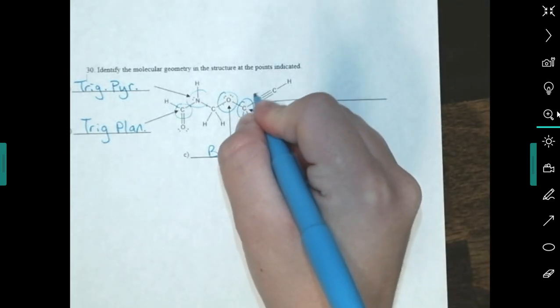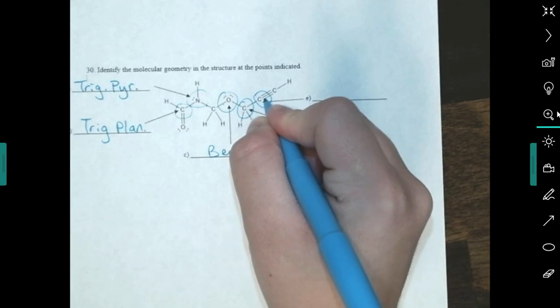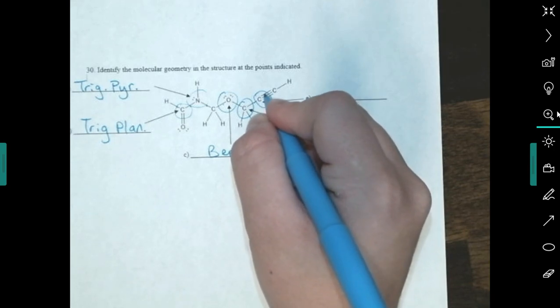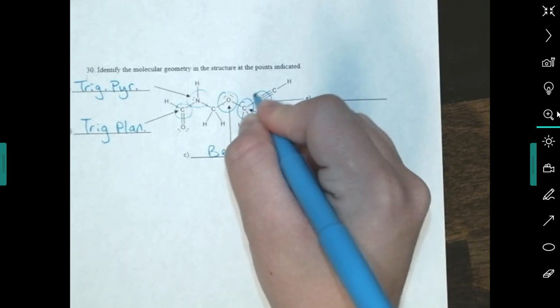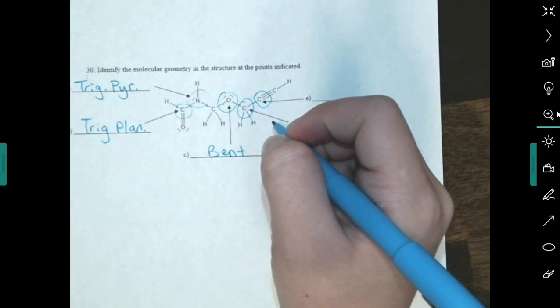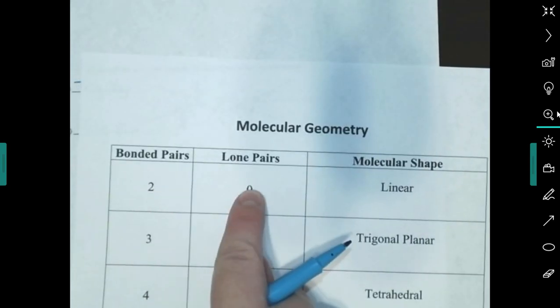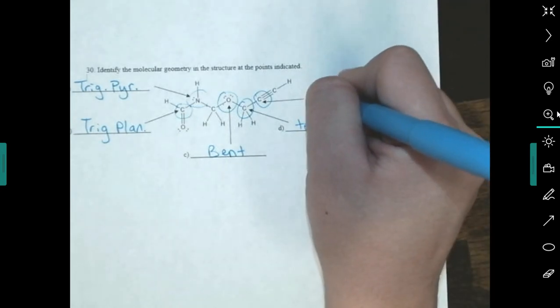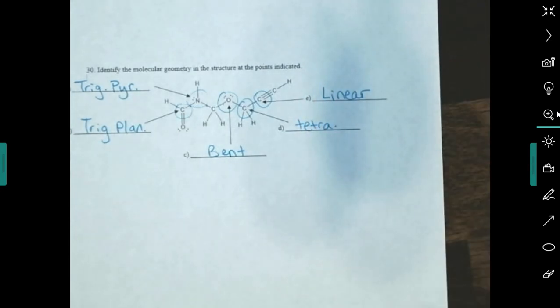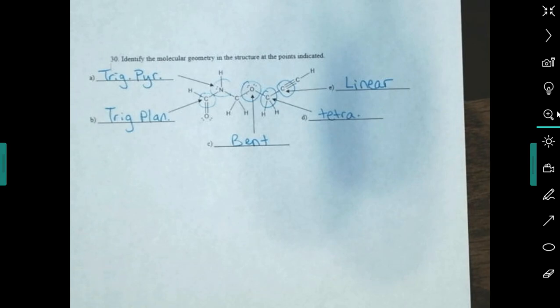And this guy right here, this has a triple bond. Triple bonds and double bonds both just count as 1. So this is like it has 2 bonding pairs and 0 lone pairs. So if I have 2 bonding pairs, 0 lone pairs, that's considered linear. Okay, that's how you would do a question like that if that were to show up on comps.